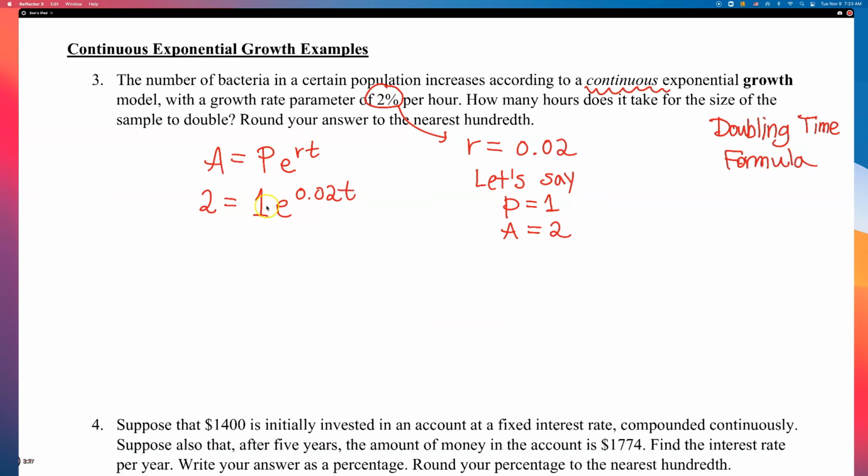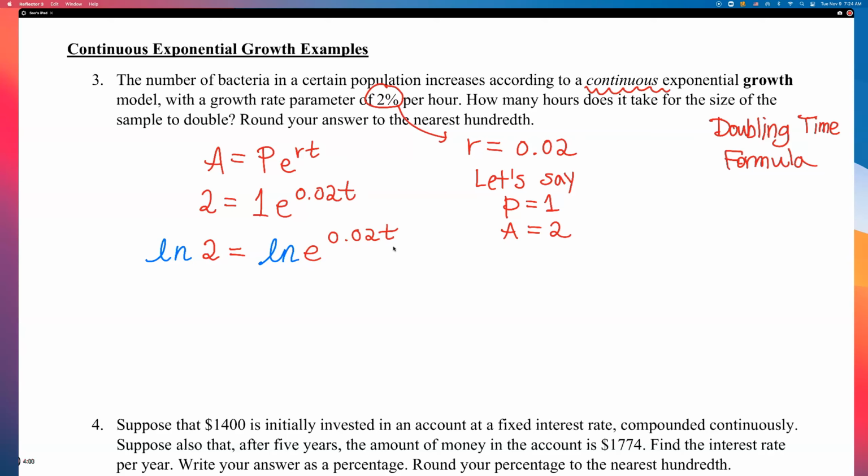So look, I can divide both sides by 1, right? And just get 2 equals E to the 0.02T. And you will get 2 on the left-hand side, no matter what P you started from, because you get the other side, A, by doubling what you start with. Now, I left some room here because I want to write ln on both sides. I'm going to take natural log of both sides to bring down that exponent.